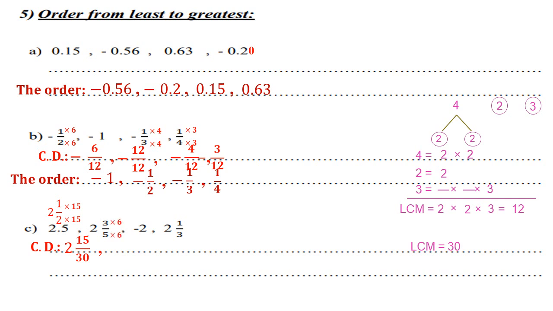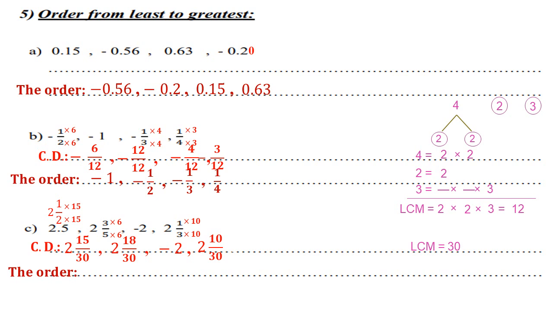And then I will multiply 2 and 3 over 5 by 6 up and down. So it will be 2 and 18 over 30. Negative 2 will be equal to negative 2 as it is. And 2 and 1 over 3, I will multiply by 10 up and down. So it will be 2 and 10 over 30.